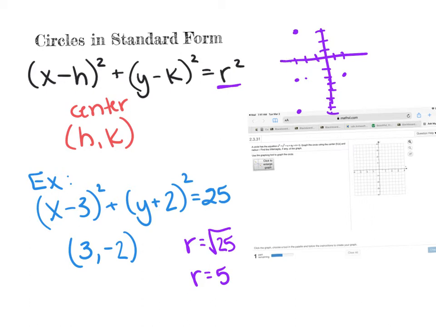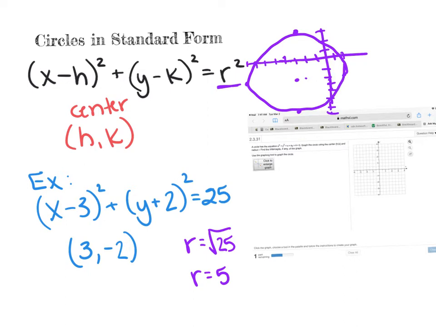Here's a point. I'm going to go to the left 1, 2, 3, 4, and 5. And so here's another point. When I graph my circle, it looks something like this. That's not a very good circle, but that's what circles do. They're an equal distance from the point.